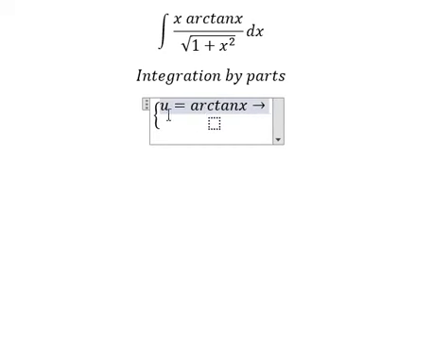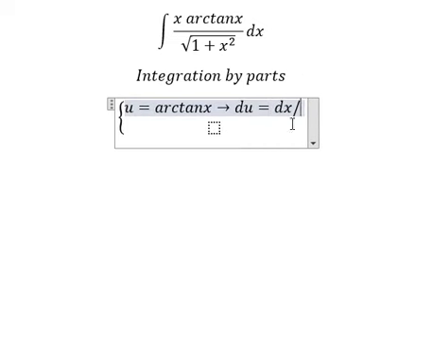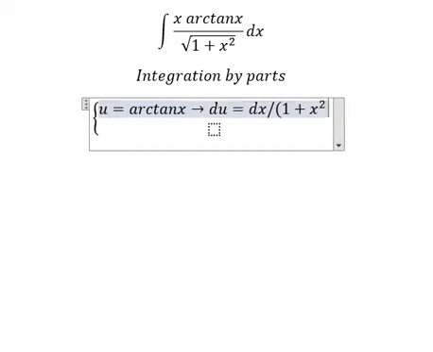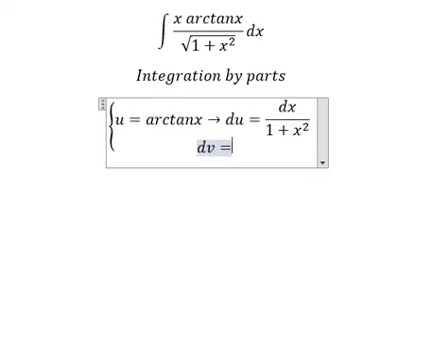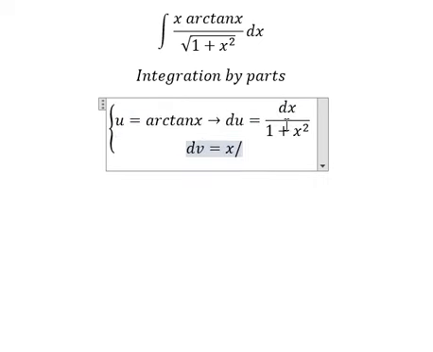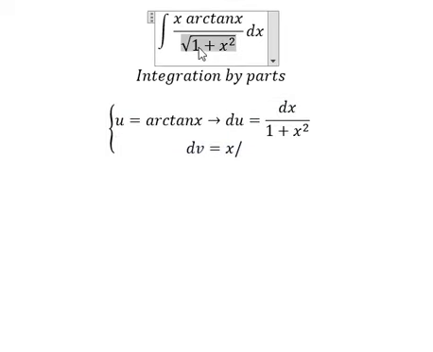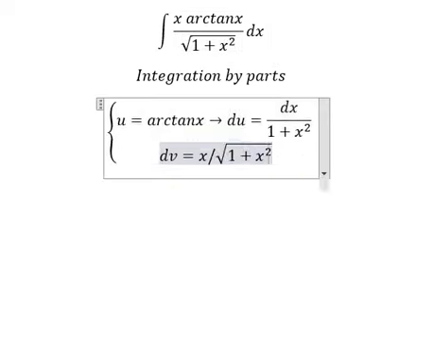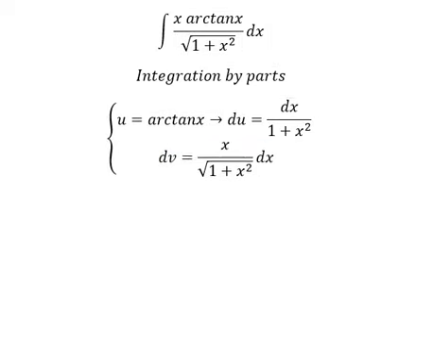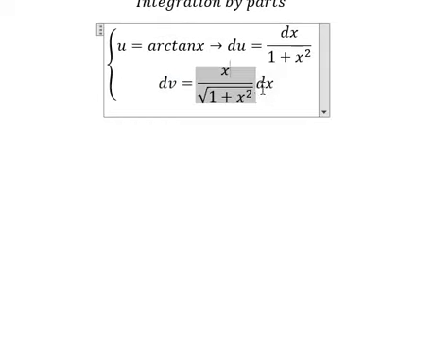If we first take the derivative of this one, we have du equals 1 over 1 plus x squared dx, and dv is x over the square root of 1 plus x squared dx. Now I will show you the technique to find this integral.